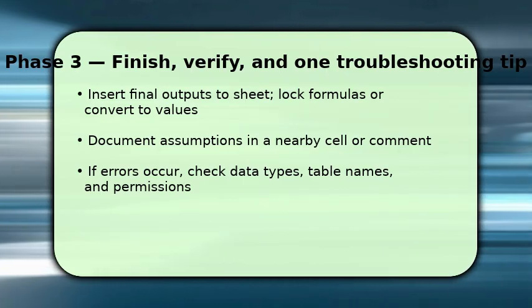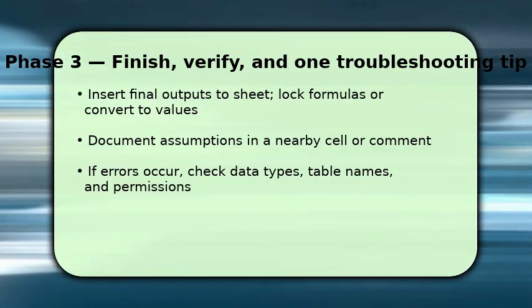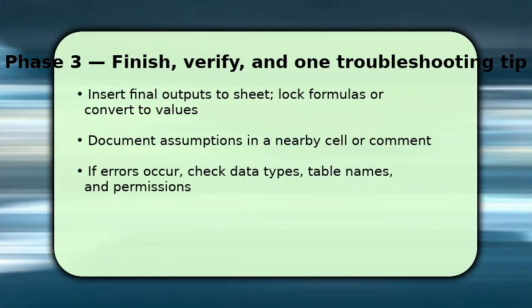If something goes wrong, first check data types, table names, and that Copilot has permission to access the workbook. Often mismatched types or unnamed ranges cause errors. If needed, rerun a narrowed query to isolate the issue.